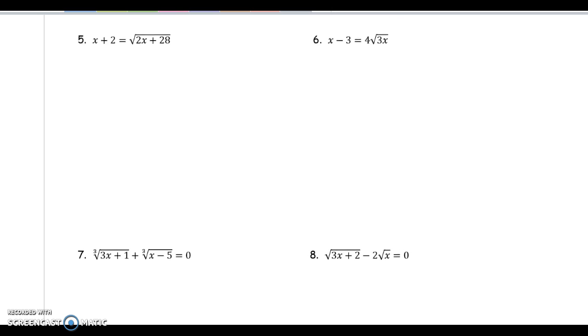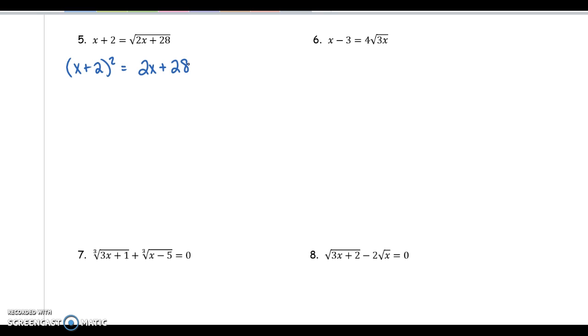Let's look at number 5. Is the radical by itself? On the right side, the radical is by itself. So to get rid of that radical, we need to square both sides. And I'm going to leave my original problem kind of alone. So I might not be showing all of my work, but I think you guys will be able to follow. So I squared the left side, and when I squared the square root, the square and the square root cancel each other out, so I have just the 2x plus 28.